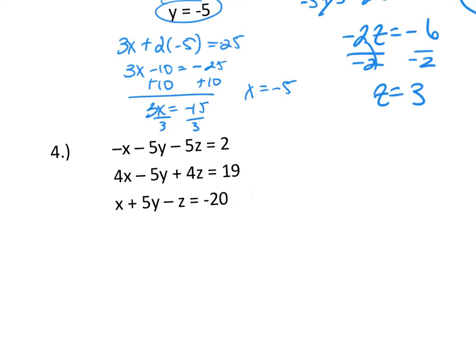There's a couple things you can do. You can either move the bottom one up to the top, or you could just change the signs of the entire first one. Couldn't I just make this positive, positive, positive, negative, and then I have a positive 1x? You could do that, that's fine. I'm going to just take the bottom equation and move it up to the top.